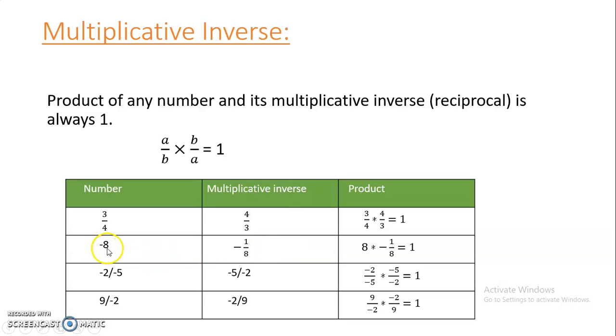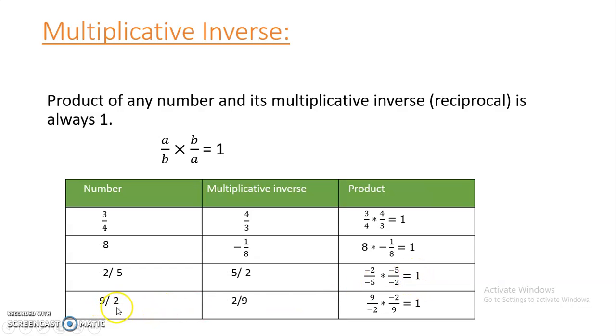When it is minus 8, the minus signs also get cancelled, so it will come as 1 only. Okay. So minus 2 by minus 5. The inverse is minus 5 by minus 2. So this will get cancelled, 2 with 2 and 5 with 5. The answer is going to be 1 only.